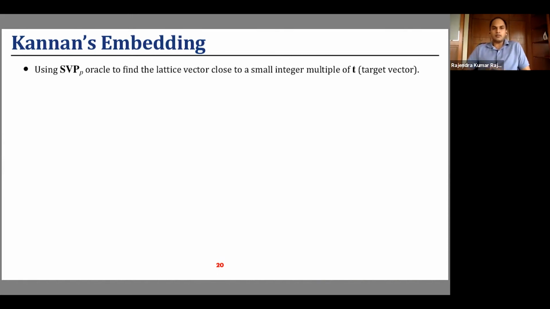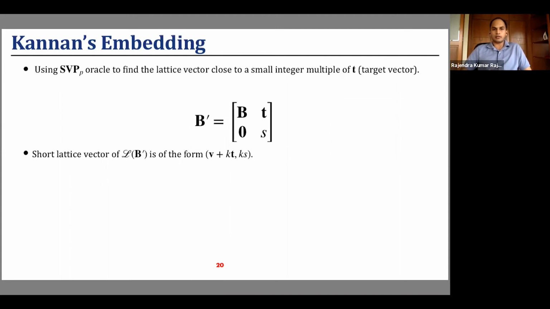In this one, we are given an SVP oracle and we want to solve a CVP problem. The idea is to first generate a lattice B', where B is the basis of the original lattice, T is the target vector, and S is a constant which we choose very carefully. A short lattice vector of basis B' is of the form V plus K times T, and the last coordinate is K times S, where K is an integer. To get a CVP solution using the SVP oracle, we have to force the algorithm to output a solution with K equal to 1.